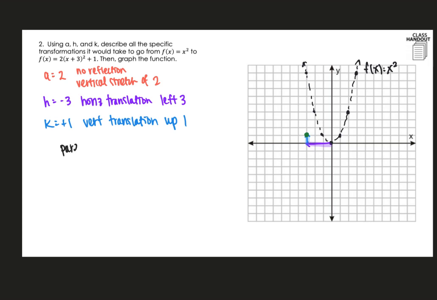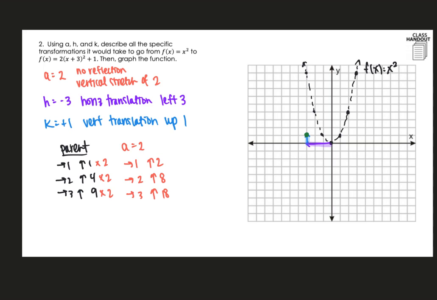So remember my parent function, we went over 1, up 1, over 2, up 4, over 3, up 9. Since I have an a value of 2, that basically means I'm going to stretch the vertical distances by 2. So I'm going to double the distances. So instead of going over 1, up 1, I'm going to go over 1, up 2. I'm going to go over 2, instead of going up 4, I'm going to double the distance. And then 3, I would go up 18. So that's probably going to take us off the graph.